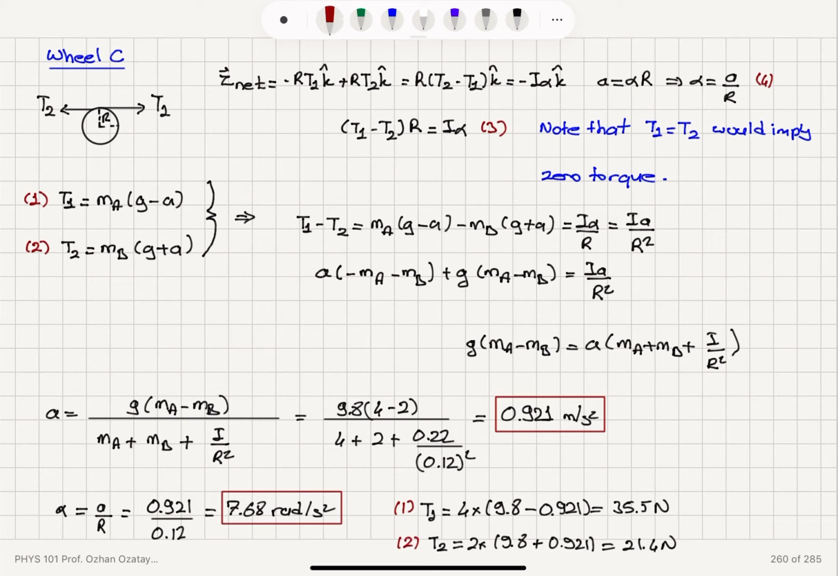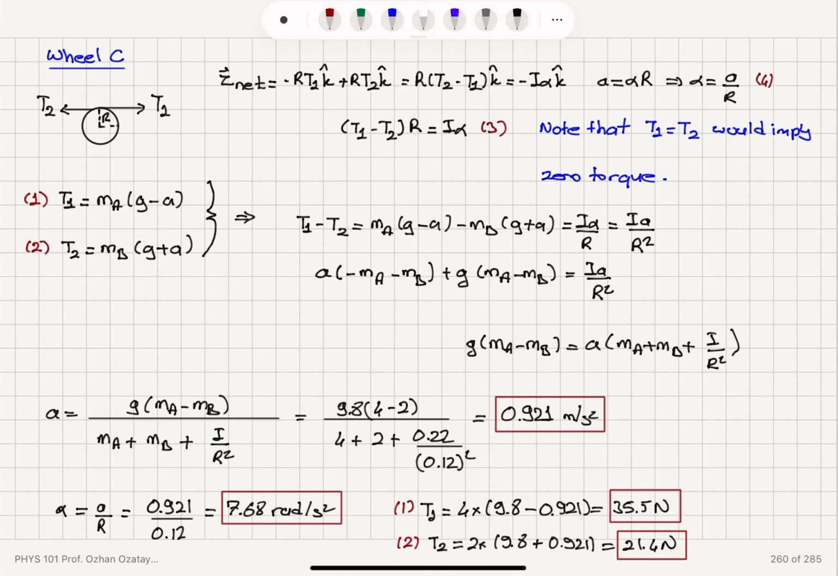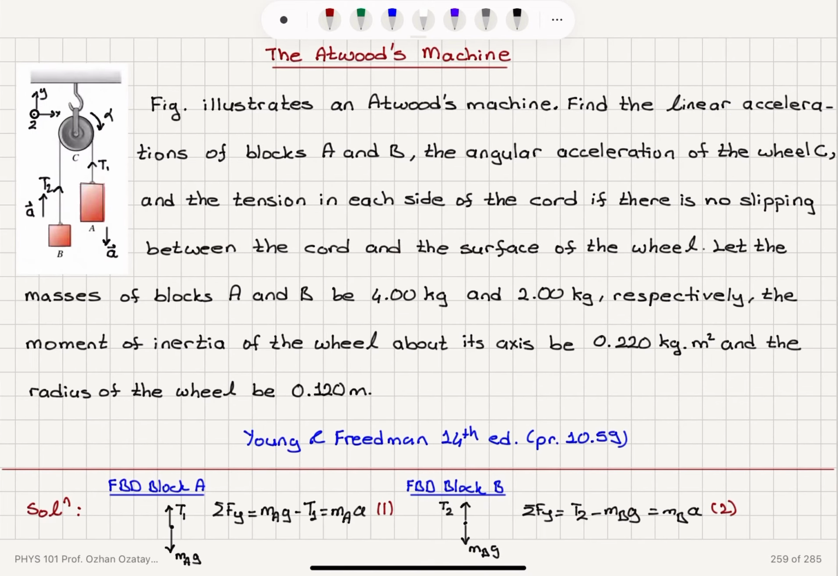So the tension on the right hand side is 35.5 newtons, on the left hand side is 21.4 newtons. So we have a net torque in the clockwise direction acting on this, and this is basically on an axle here. You might be wondering where this net force, T1 minus T2, is being balanced. That would be balanced by the axle on which this wheel is turning, so there would be a contact force there.